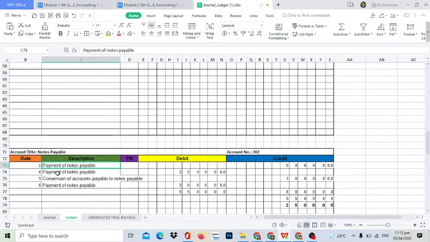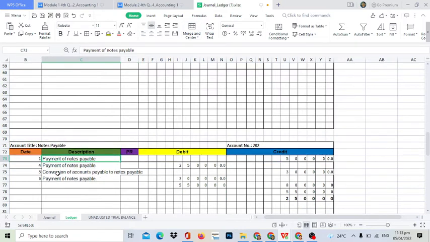Then, pagdating naman po sa another account title ng liabilities, ang next po dyan is notes payable, which is 202. So, ito po yung mga transactions for notes payable. Okay? January 1, payment of notes payable. January 4, payments of notes payable. January 5, conversion of accounts payable to notes payable. And then January 6, payment of notes payable. So, yung payments of notes payable po ay nasa credit. Yung January 4 po ay nasa debit. Conversion ay nasa credit. Payment po ay nasa debit.